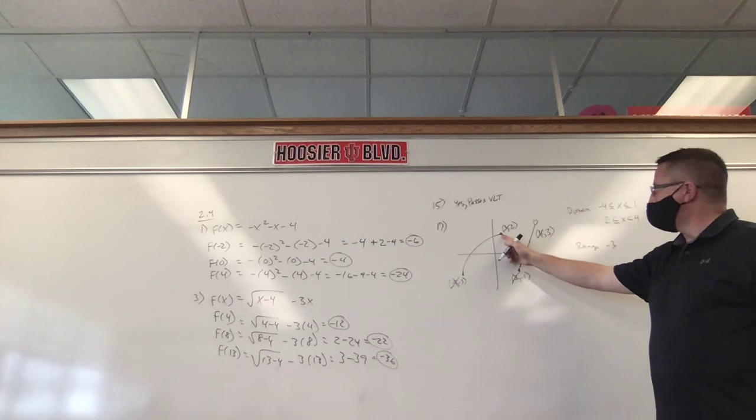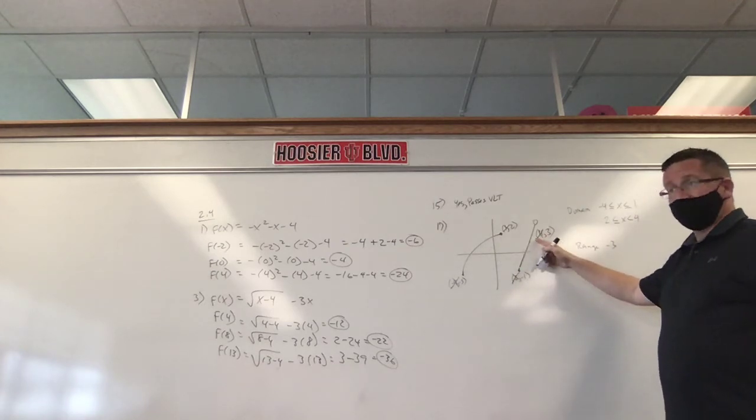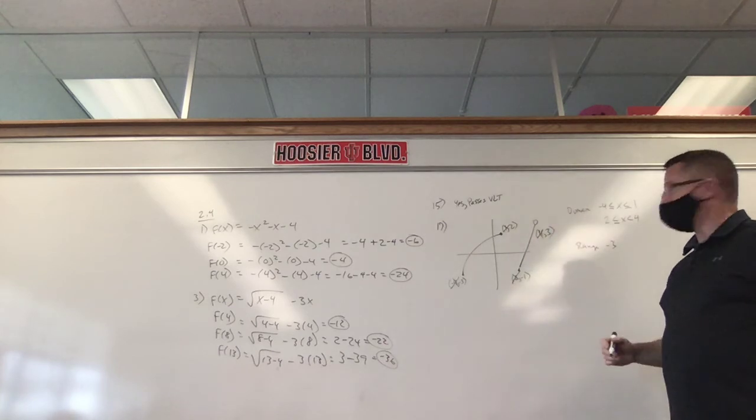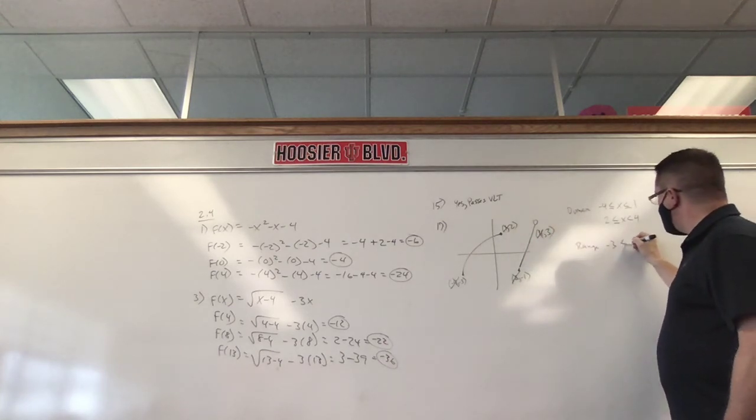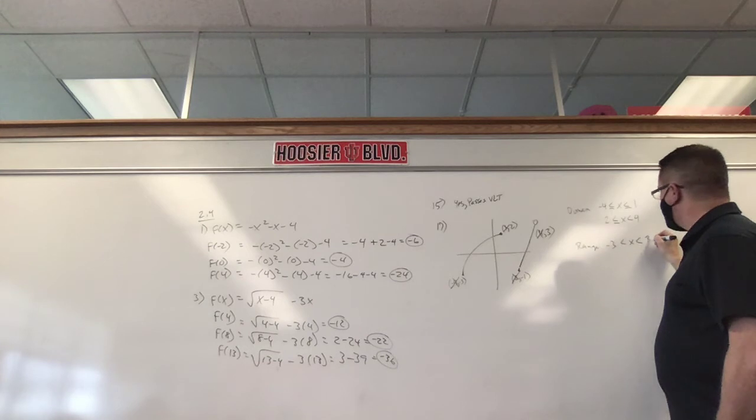Well, when it hits 2, does the graph keep on going? Yeah, this is part of the graph. It's just a different piece of it. It keeps on going all the way to 3. So -3 is less than y is less than +3.